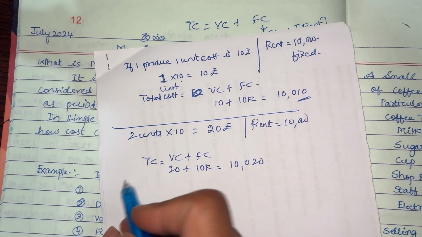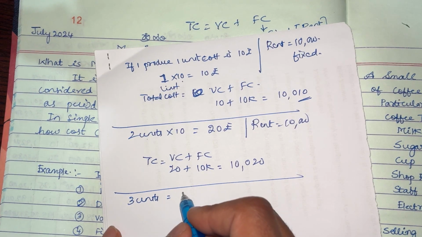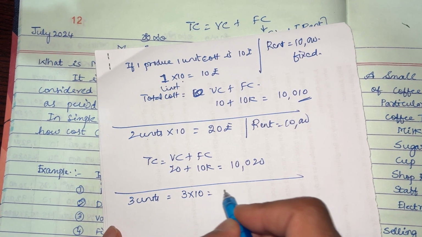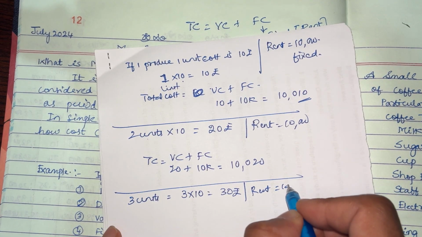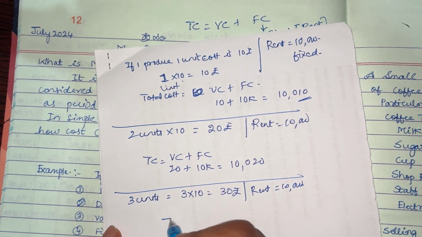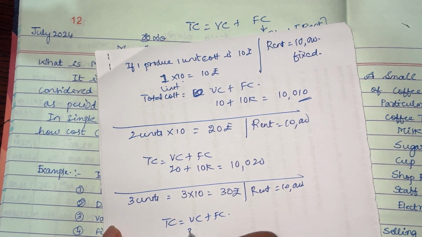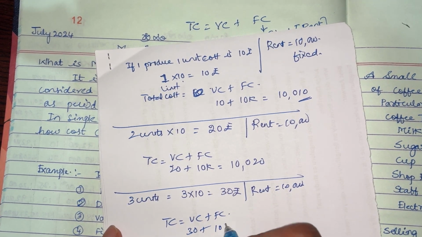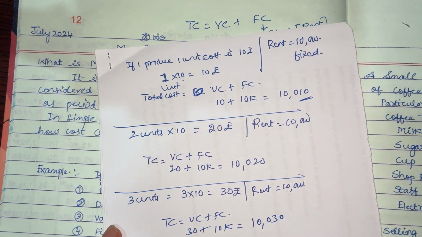Now what is total cost? 10,000 plus 20 rupees. Now if I am manufacturing 3 units, what is the cost? 3 into 10, 30 rupees. What has happened to my rent? It remains fixed. So how do we calculate total cost? Variable cost plus fixed cost. What is my variable cost? 30 rupees. What is my fixed cost? 10,000 rupees. Now 10,000 plus 30 rupees.